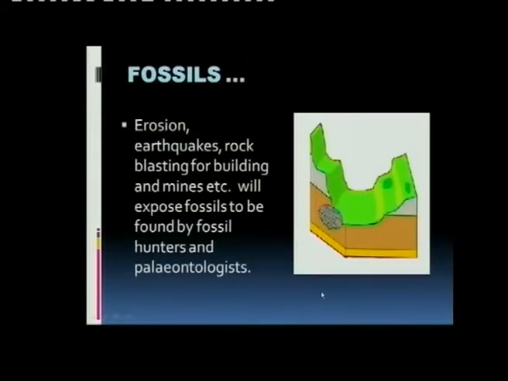And then erosion, earthquakes, rock blasting for building and with mines. You would be surprised how many fossils have been discovered where people started digging or blasting rocks because they wanted to build something. And then they would find a fossil, and they would first dig out all the fossils, and excellent opportunity for fossil hunters then.